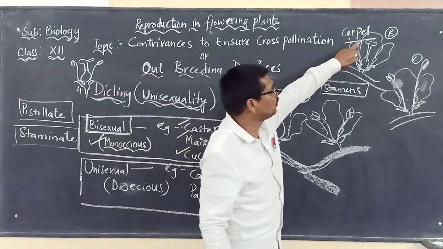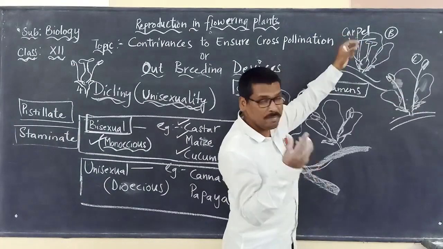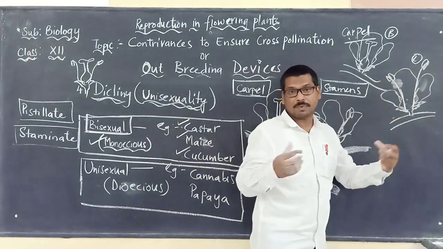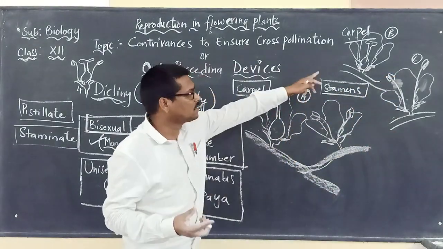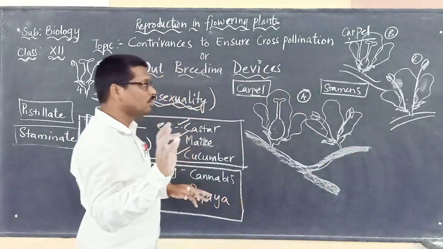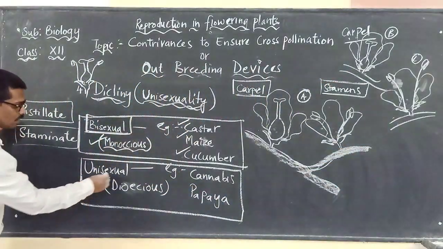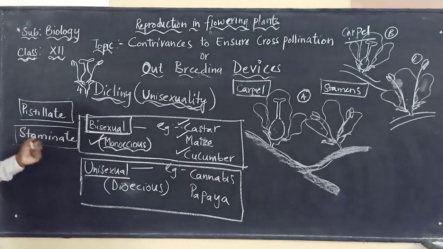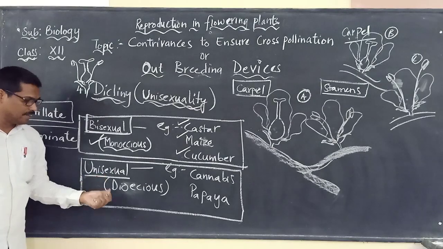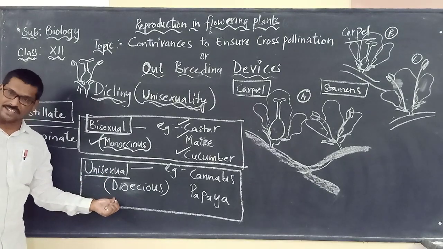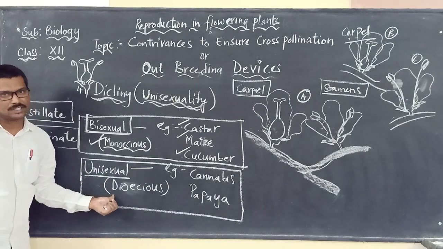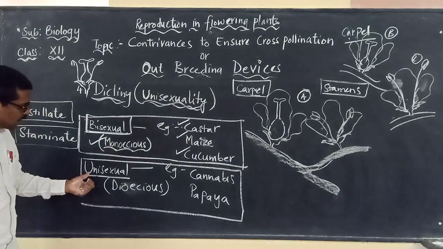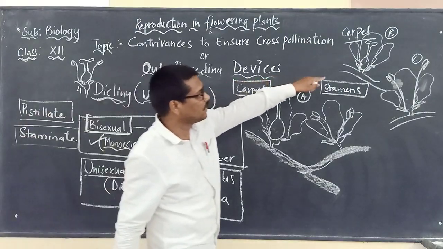If you are seeing in these two, B and C, where the male flower is present on another plant, and female flower is present on another plant. This type of adaptation is shown in some plants, and such plants are called as what? Or such flowers are called as what? Such flowers are called as unisexual flowers. Otherwise we call them as dioecious. Okay, monoecious and dioecious.